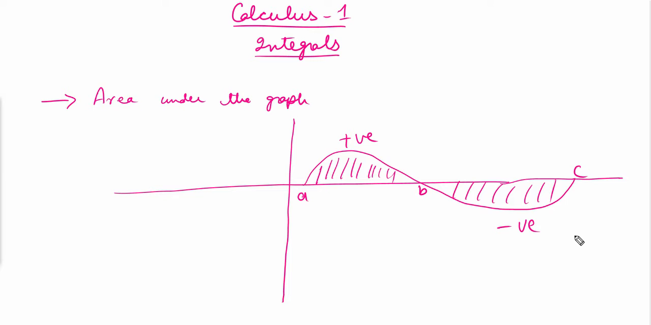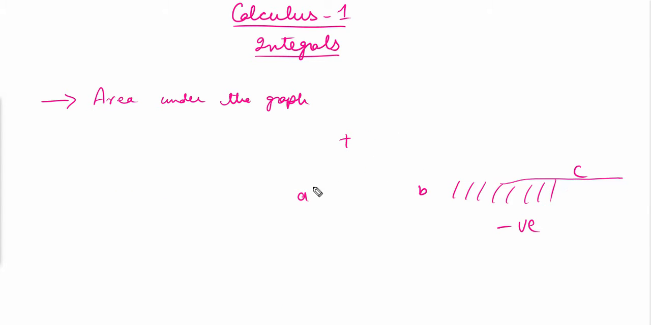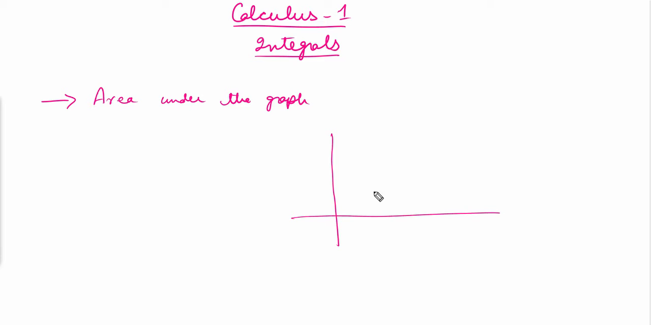Now, what happens if we do not use integrals in order to find the area under the graph? Basically, we have two methods to find the area under the graph. One method is the Riemann sum method, and the other method is the trapezoid rule. So for example, we have a graph, and we want to find the area under that graph. This is the graph.